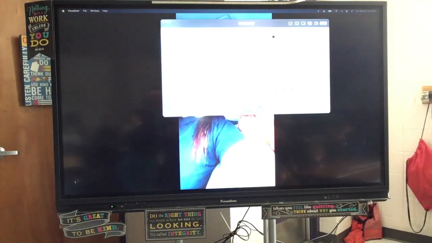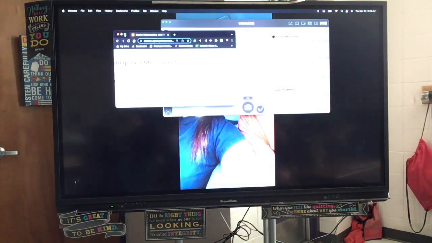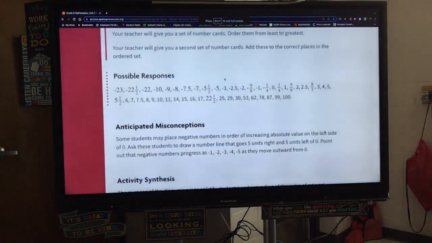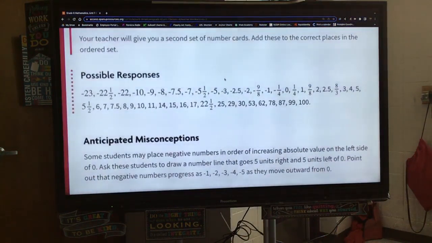So I want you to look at your list and compare it to the answers. So this is what your list should look like. Starting with negative 23, you should have negative 23, negative 22 and a half, negative 22, negative 10, negative 9, negative 8, negative 7 and a half, negative 7, negative 5.5, negative 5, negative 3, negative 2.5, negative 2, negative 9/8, and negative 1. Did everyone get that one right? Okay.